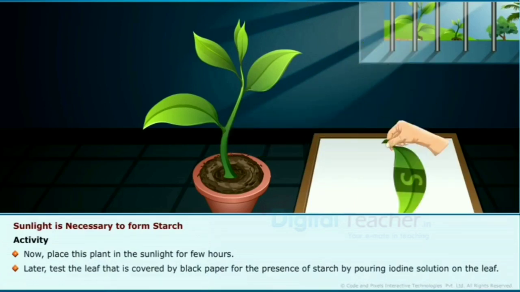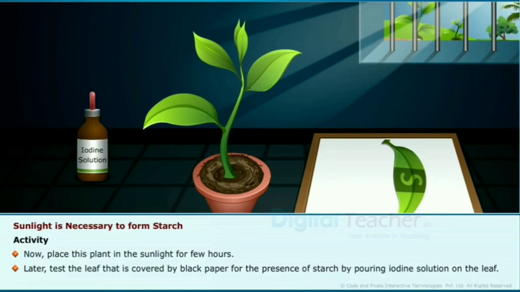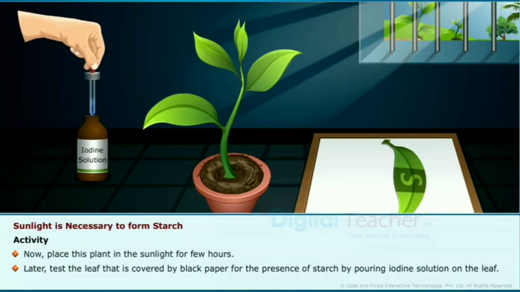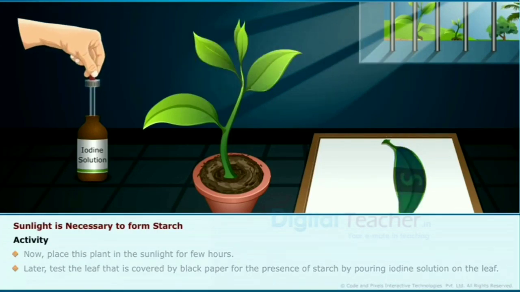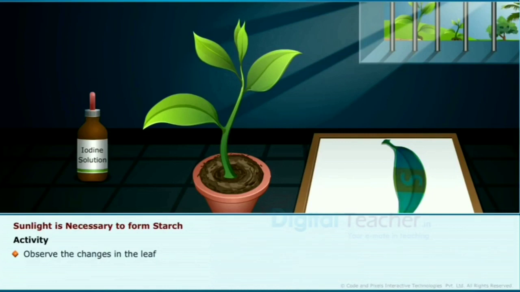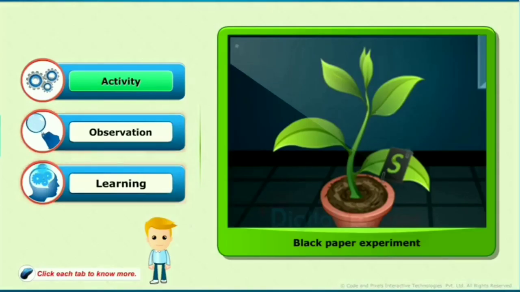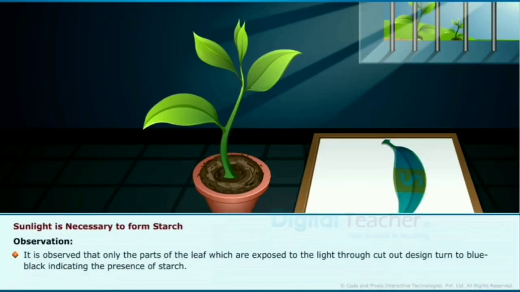Later, test the leaf that is covered by black paper for the presence of starch by pouring iodine solution on the leaf. Observe the changes in the leaf. It is observed that only the parts of the leaf which are exposed to the light through the cut-out design turn blue-black, indicating the presence of starch.